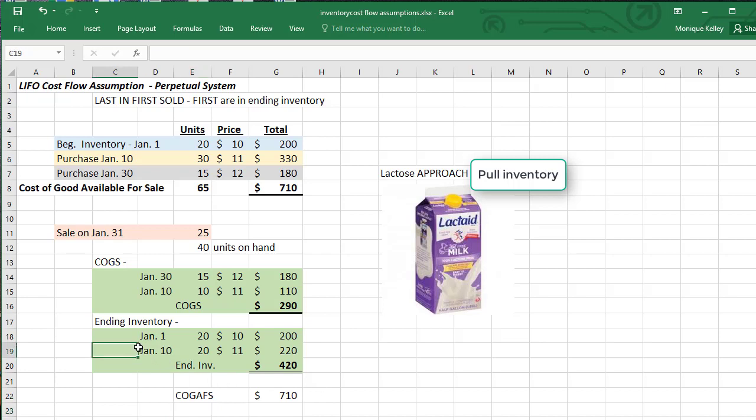And just a side note, if you look at the January 10th units that are in our ending inventory, we have 20 items, and then the 10 items that were sold from January 10th. So 10 plus 20 equals the 30. So we've accounted for all 65 units. Your answer for cost of goods sold would be 290. Your answer for ending inventory under the LIFO method would be 420.